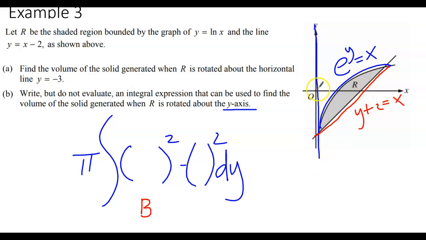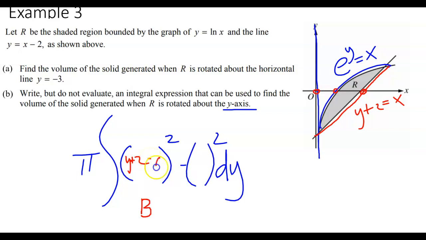Like if you picked this point right here, all the way across that particular value of y, which one's closer? As you guys can see, the blue one's closer to the axis than the red one. So this one's going to be y plus 2. That's the function that's farthest away from the axis minus the axis.